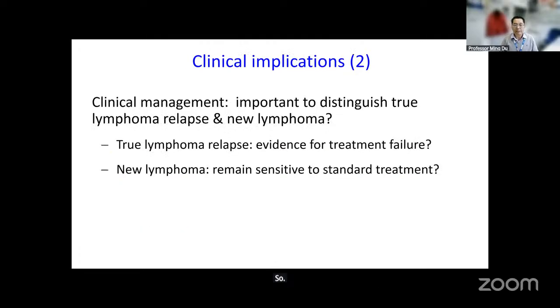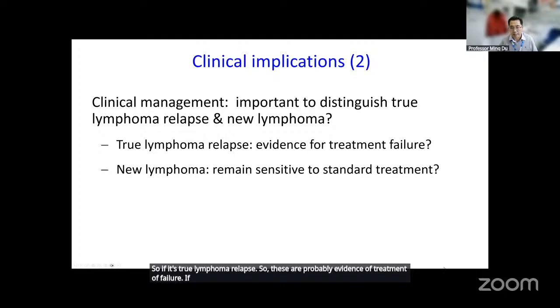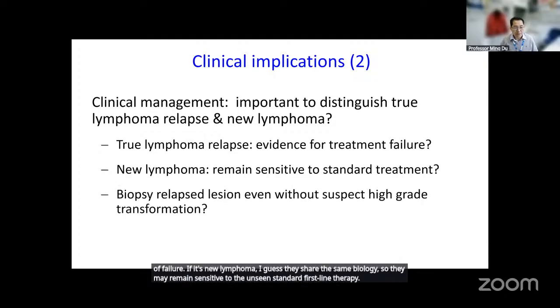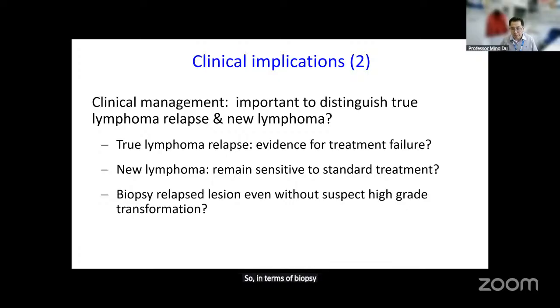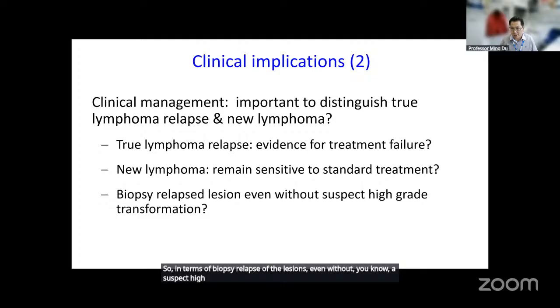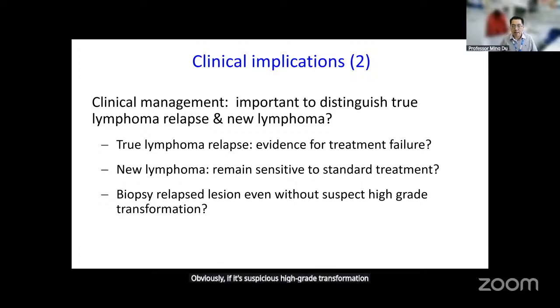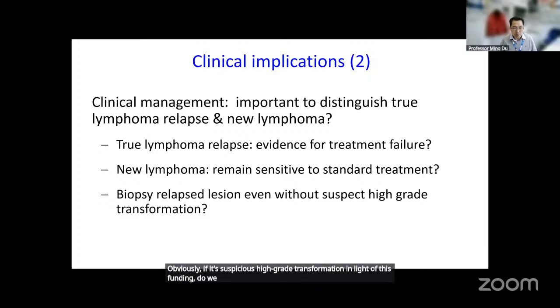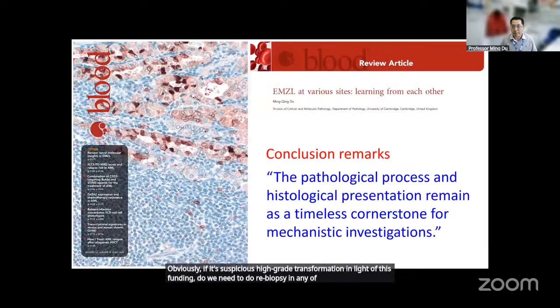So in terms of clinical management, I think it is also an important message. If it's true lymphoma relapse, this is probably evidence of treatment failure. If it's a new lymphoma, I guess they share the same biology, so they may remain sensitive to the same standard first-line therapy. So in terms of biopsying relapse lesions, in the current practice, I think we only do a biopsy if we suspect high-grade transformation. In light of this finding, do we need to rebiopsy any of these relapsed lymphoma lesions?